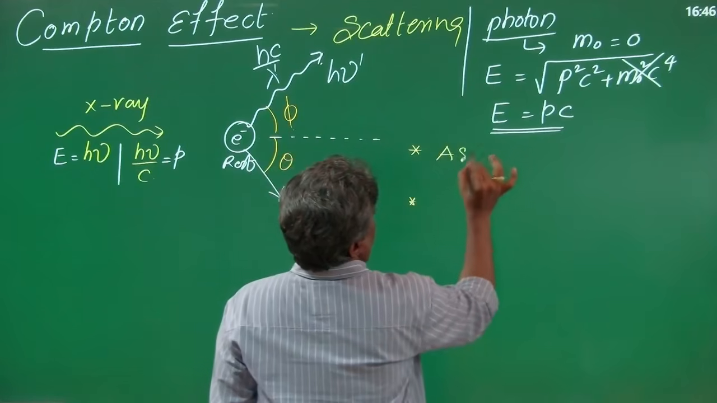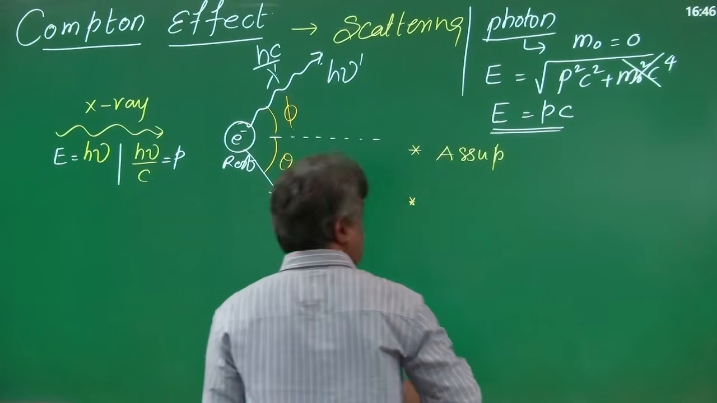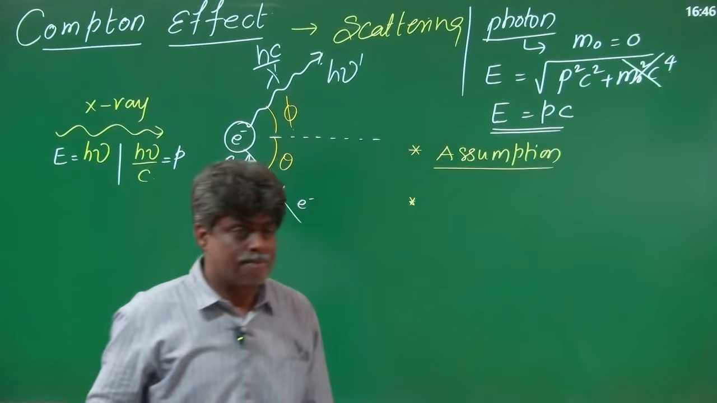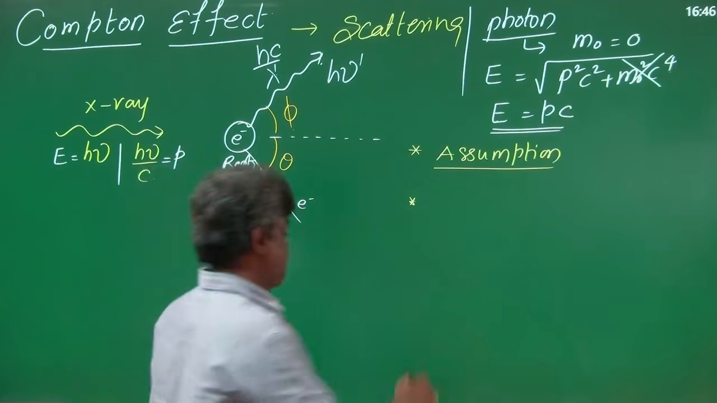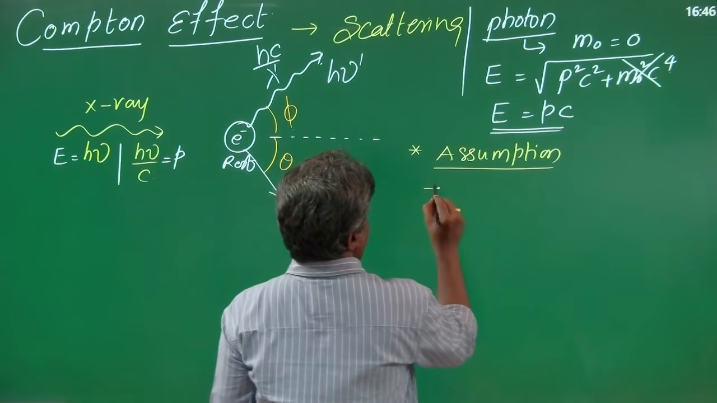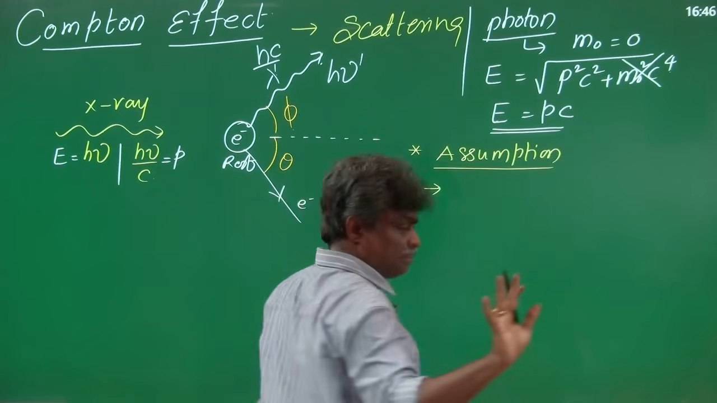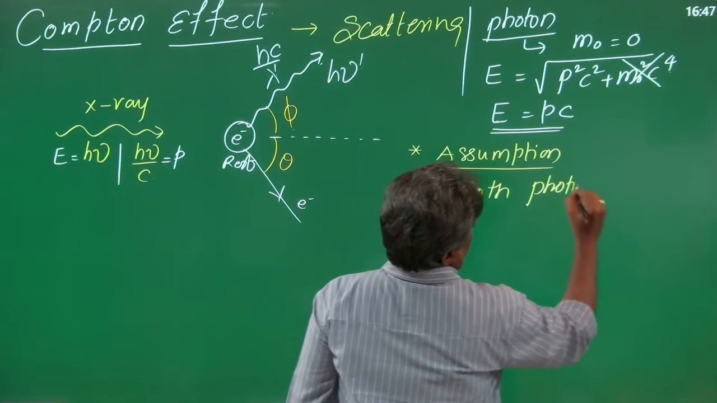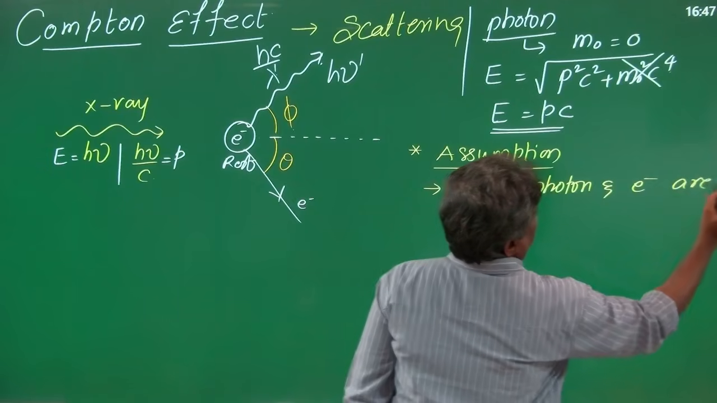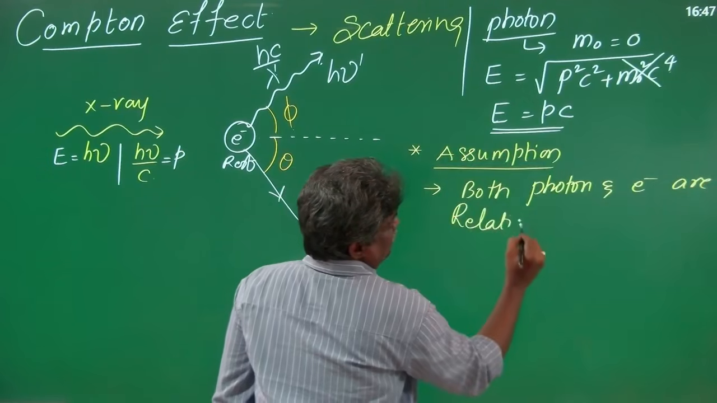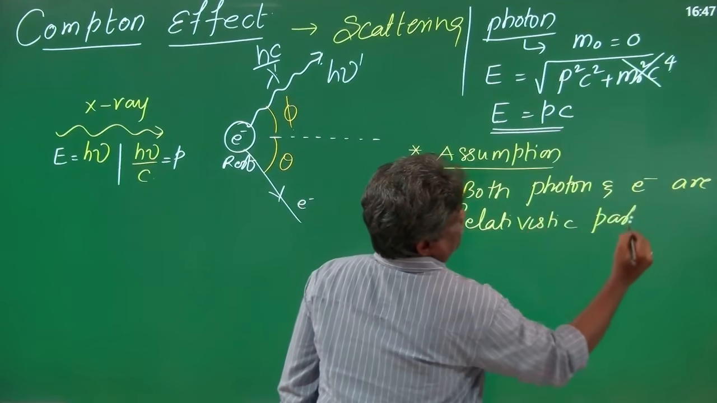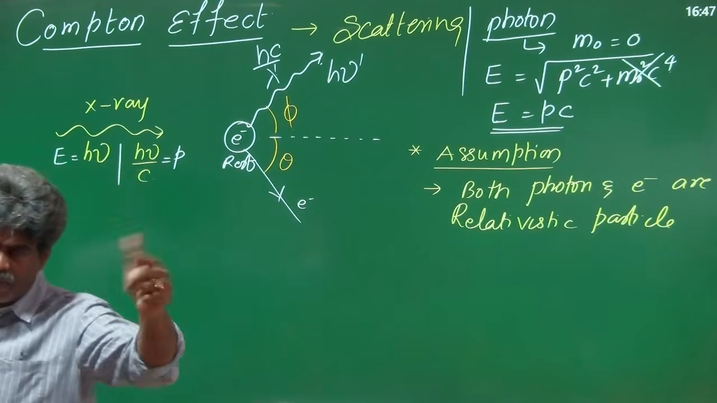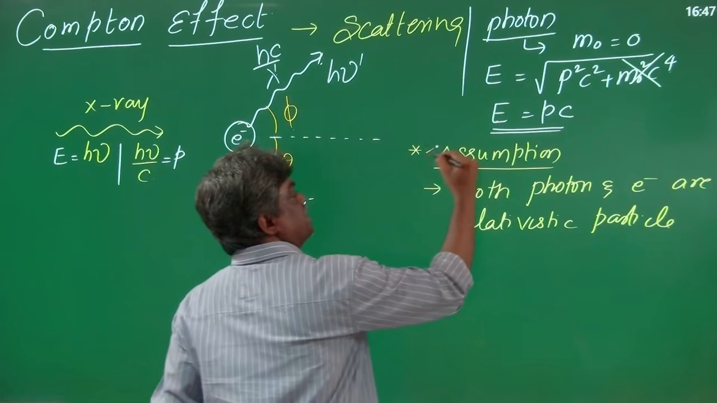So first, the assumption. Anybody knows what is the assumption made by Compton? Whenever you want to say the answer, stand and say. The assumption is both photon and electron are relativistic particles. What particles? Relativistic particles. That's it. So what is the meaning of relativistic particle? Whose energy E equal to under root P square C square plus M naught square C power 4. So this is the assumption.